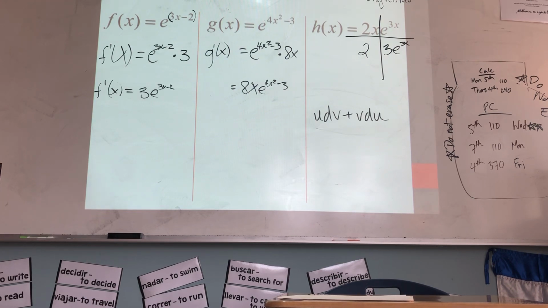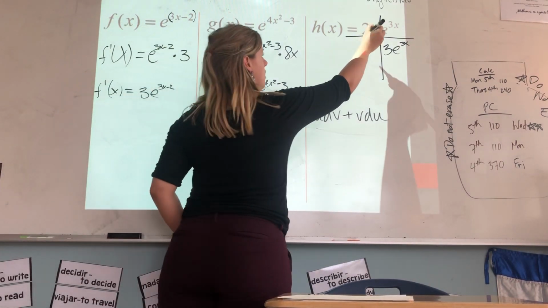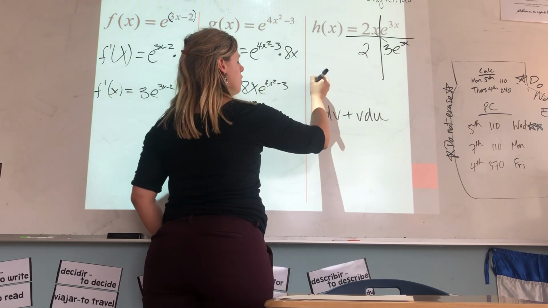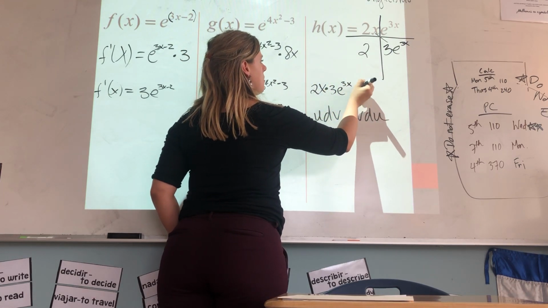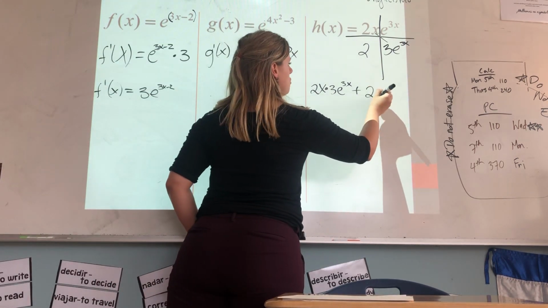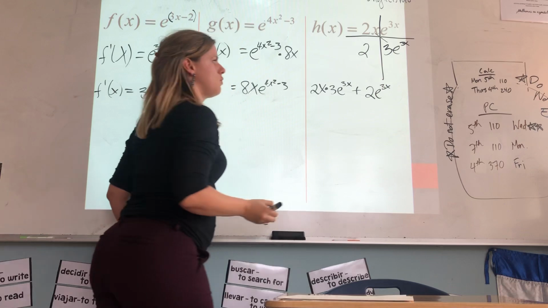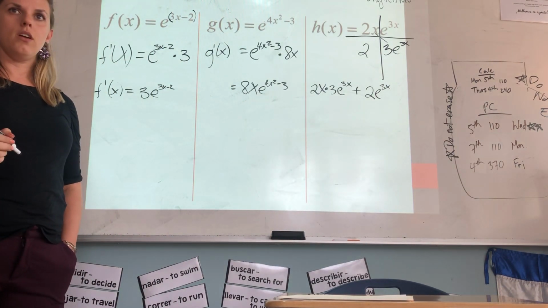All right, you ready to do it? 2 e to the... wait, oh wait, yeah. No, there's something weird. I didn't see the e. Are we ready? u dv, so I'll just write it out: 2x times 3 e to the 3x plus v du, 2 e to the 3x. So this is correct, this is my answer, that's what the derivative is, that's h prime.